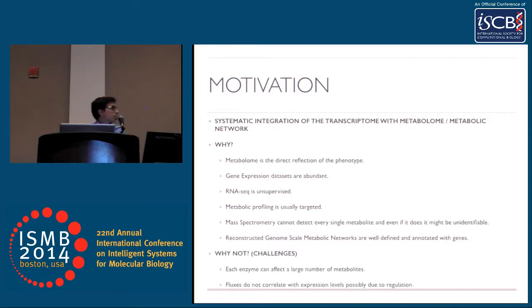So there are also some challenges, of course. One challenge might be each enzyme is connected to many metabolites, so it might be hard to distinguish which parts of the metabolic network are affected. And if you are trying to do something like flux balance analysis, the gene levels do not correlate well with the fluxes of the metabolic reactions, possibly due to regulation.